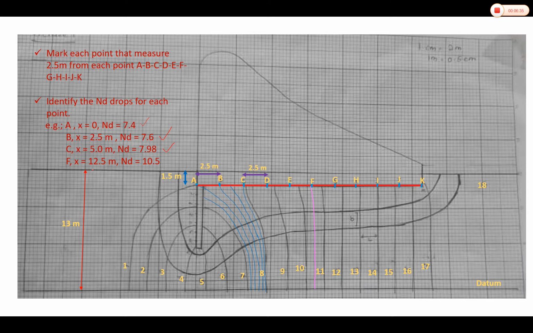And we look at another example at point F. So at point F, the ND is in between 10 and 11. It looks like in the middle, so that's why we roughly estimate that the ND value is 10.5. So this is how we identify the ND drop for each point from A to K. Okay, I hope you understand this part.